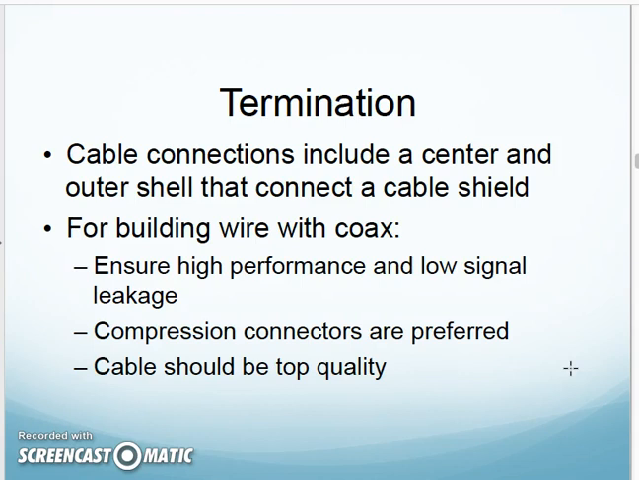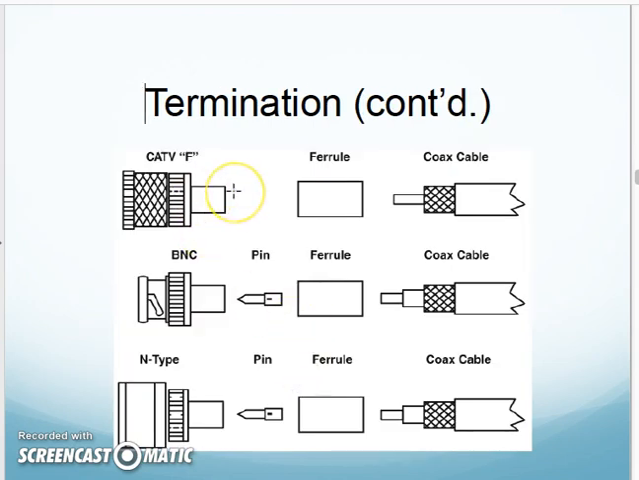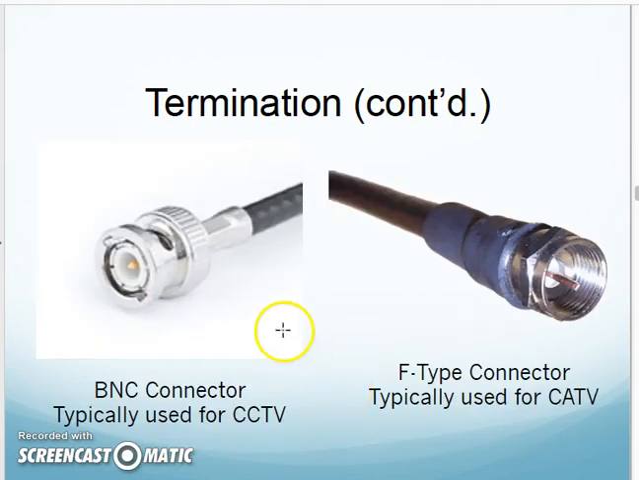Termination for coax. Typically we're going to use either a BNC connector for closed circuit TV or an F-type connector for most other coax uses. So for these, we need to make sure that the shielding and the center conductor are handled appropriately. They remind us that compression connections are preferred and the cable itself should be good quality. And here they give you this chart in the book. It's kind of okay. F-type and BNC are the ones you probably encounter the most. So I put those two in pictures here for you so you can see.